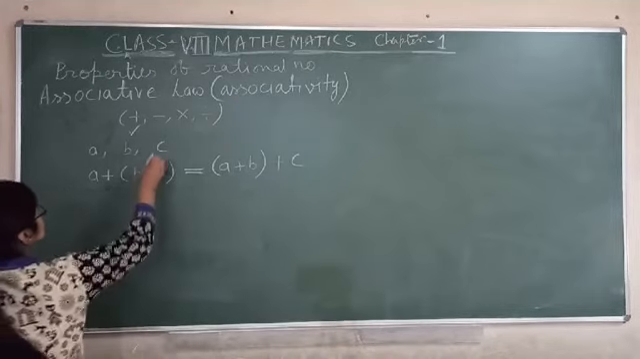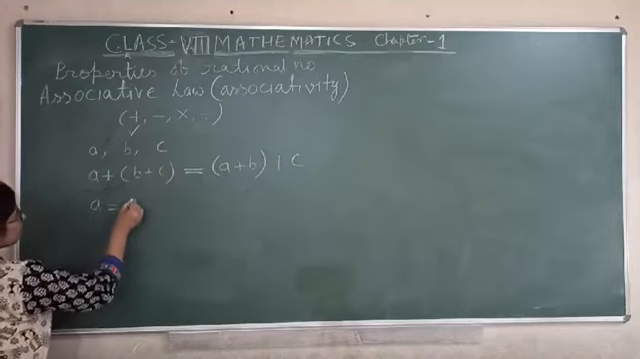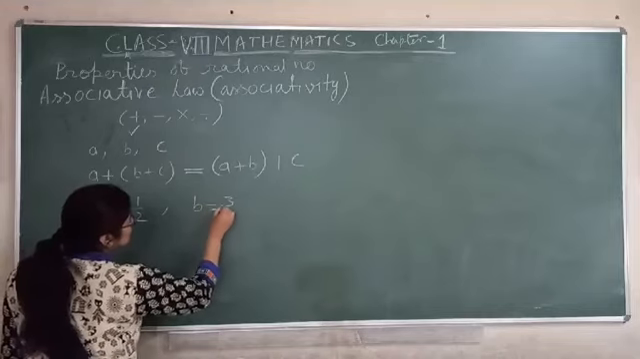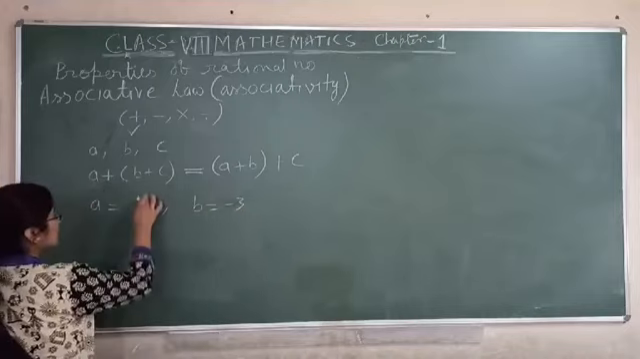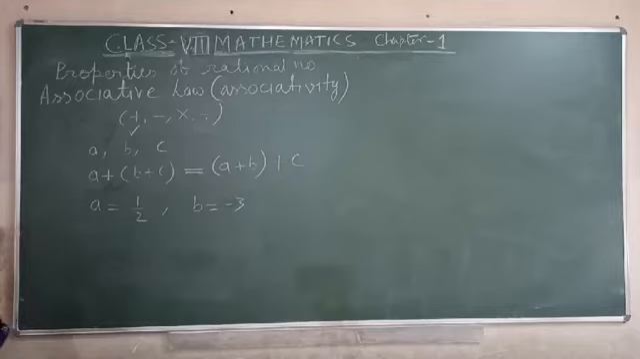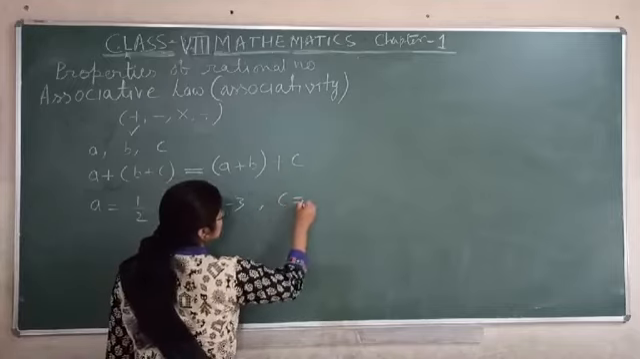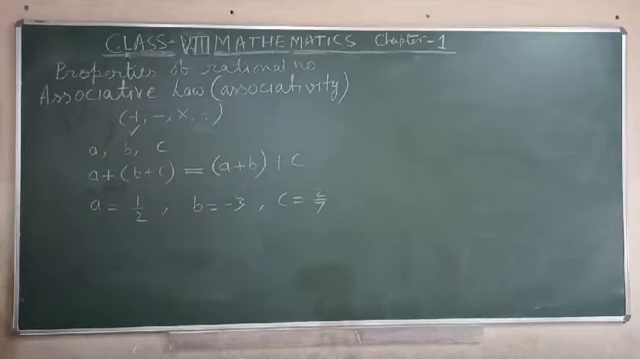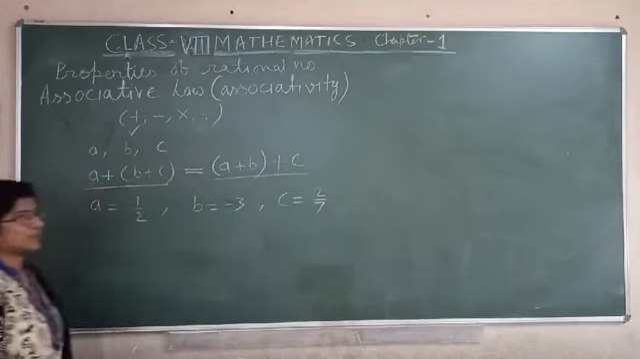Let's check whether this is applicable or not. A equals 1 by 2. B equals minus 3, I am taking. You know 1 by 2 is a rational number, minus 3 is also a rational number. And C equals 2 upon 7. Okay, we have 3 rational numbers. So we will check first for this one and then for this one.